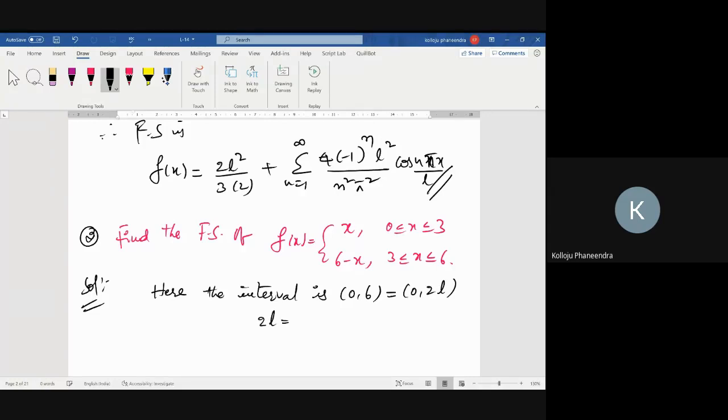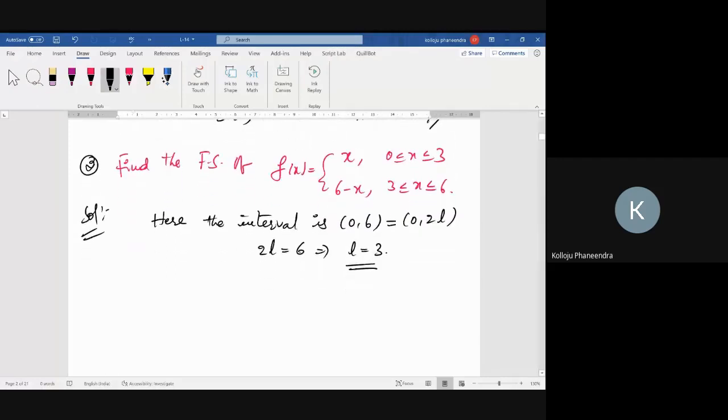That means 2L equal to 6. And what is the L value? 3. L value 3. This is the first observation. Next one. And since this is not minus L to L, no need to check even and odd function.